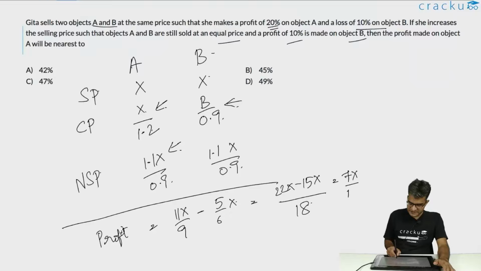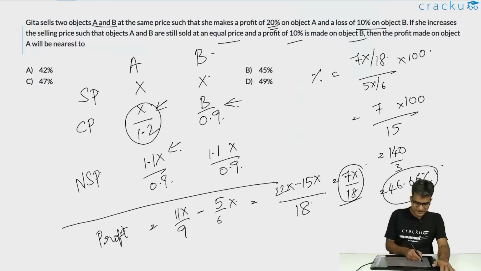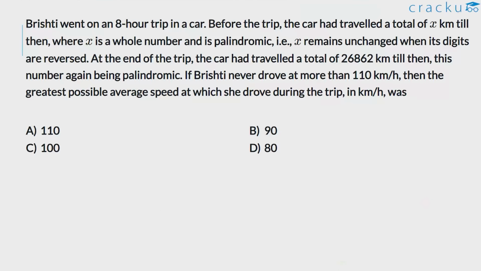So what is the profit percentage? Profit percentage is profit divided by cost price. So this is 7x by 18 divided by x divided by 1.2, which is 5x by 6, into 100. This is equal to 7 into 100 divided by 15. This is equal to 140 by 3, which is equal to 46.66%. The profit percentage is closest to 47% amongst the options, so that will be the correct answer.